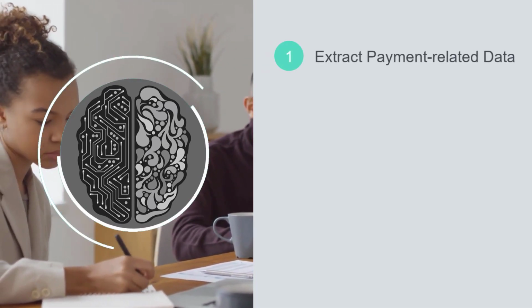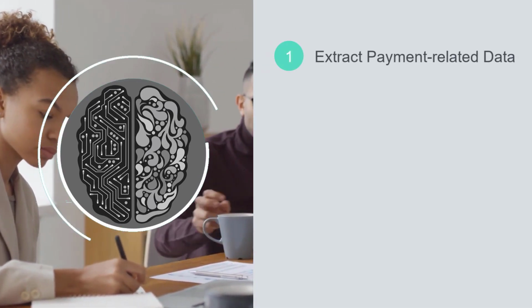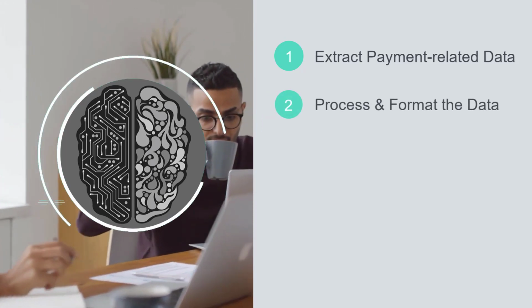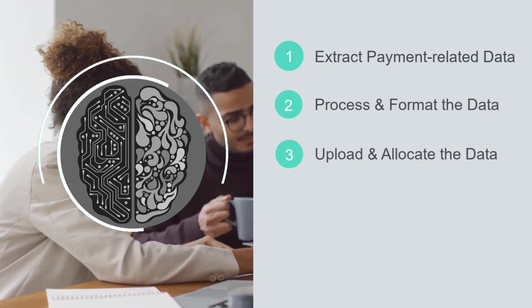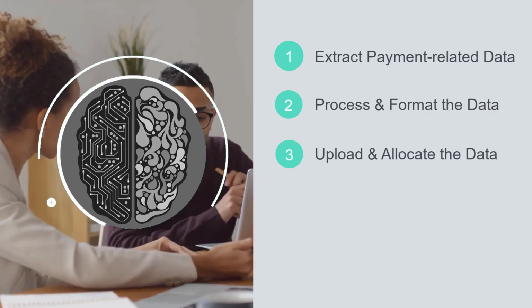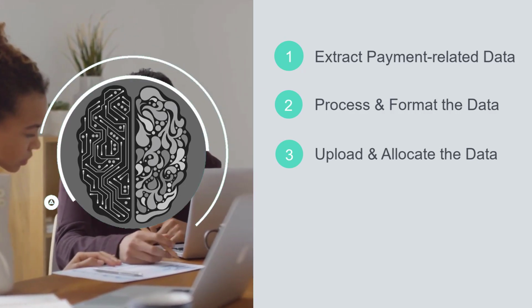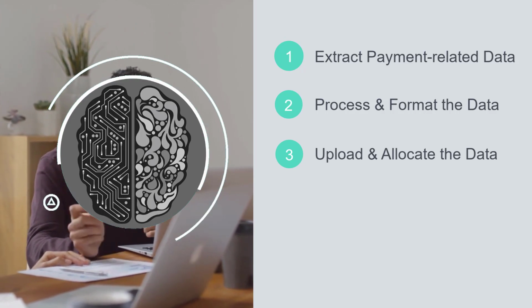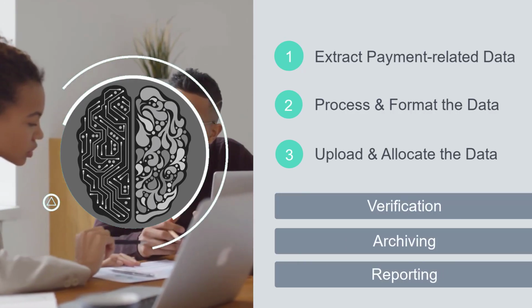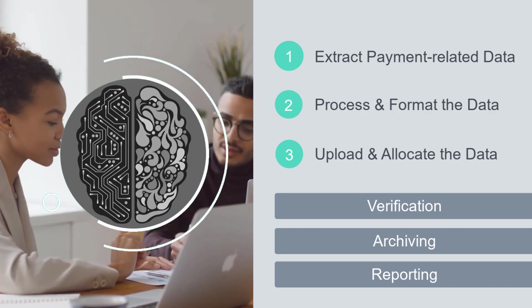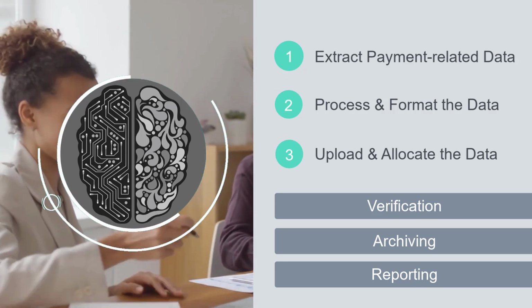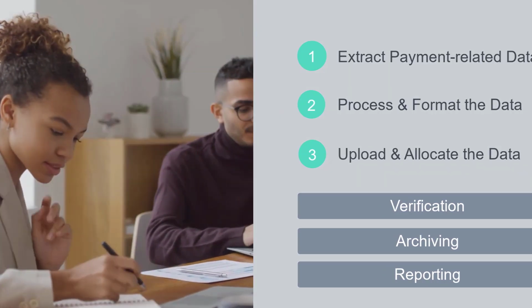In order to successfully allocate these payments, I need to extract the payment-related data per payment option, process and format the data into a predefined template, and then upload the data onto our internal system for payment allocation. This all needs to adhere to the necessary verification, archiving, and reporting requirements. Let me show you what this looks like in more detail for each payment option.